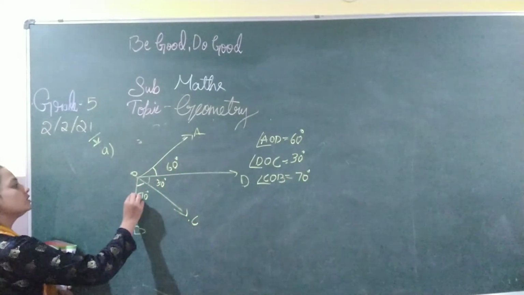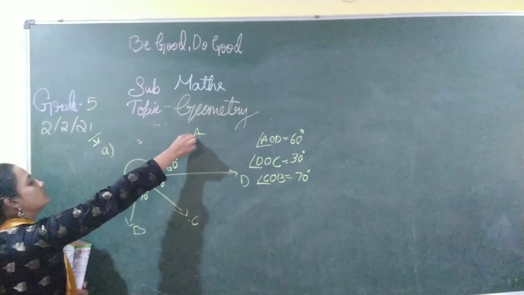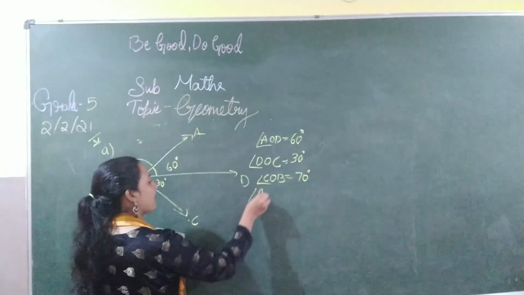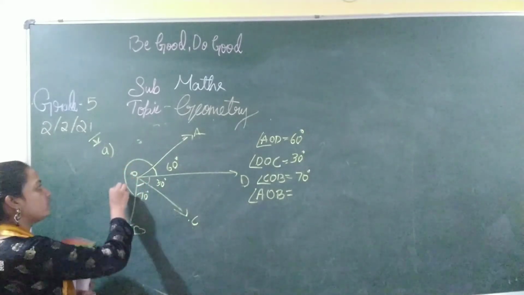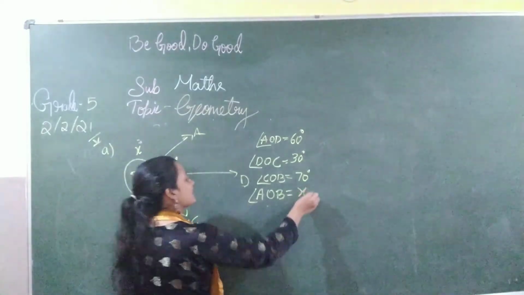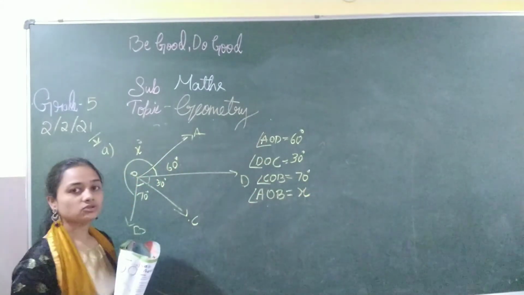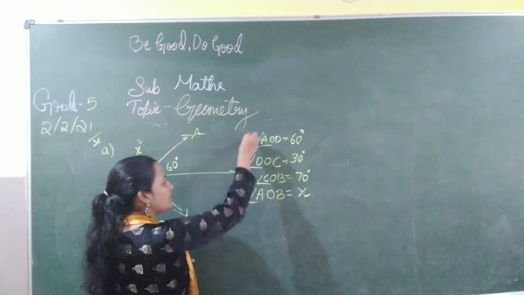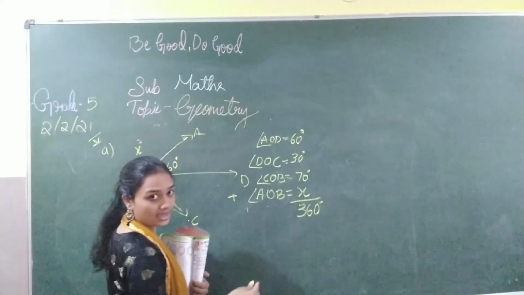Now what is the angle which I should find? Angle AOB. This is the angle which I have to find. So let me keep this as x. So let me write this as x. Now what should I do? When I add all these angles, it should be equal to 360 degree. That is my aim. Okay?